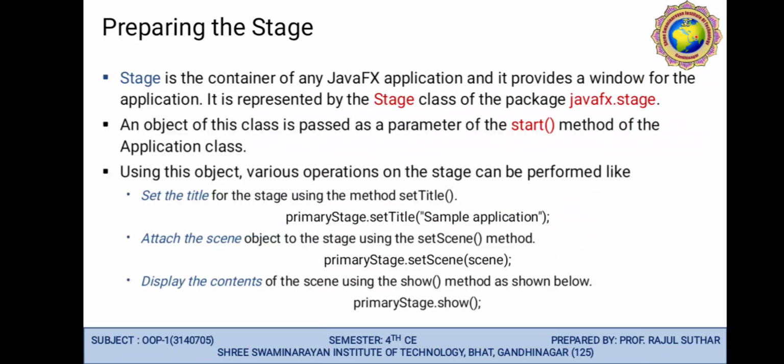Set the title of the stage using the method setTitle. How can we use this method? In this way: primaryStage.setTitle, and in the brackets we give a sample application. Then attach the scene. How can we attach? Attach the scene object to the stage using the setScene method: primaryStage.setScene. And display the content of the scene using the show method as shown below: primaryStage.show.